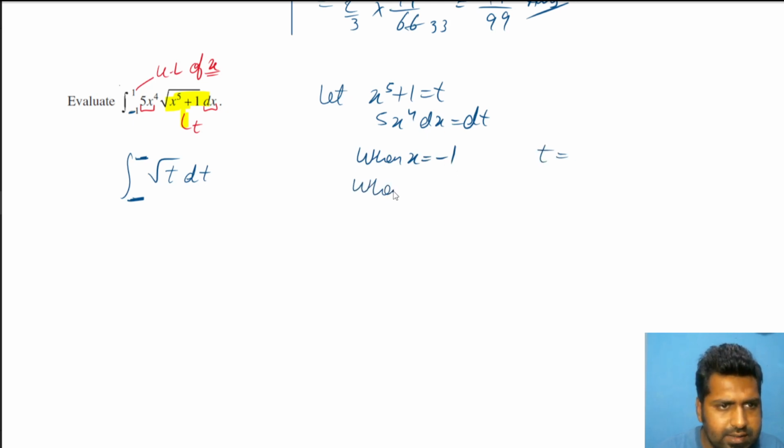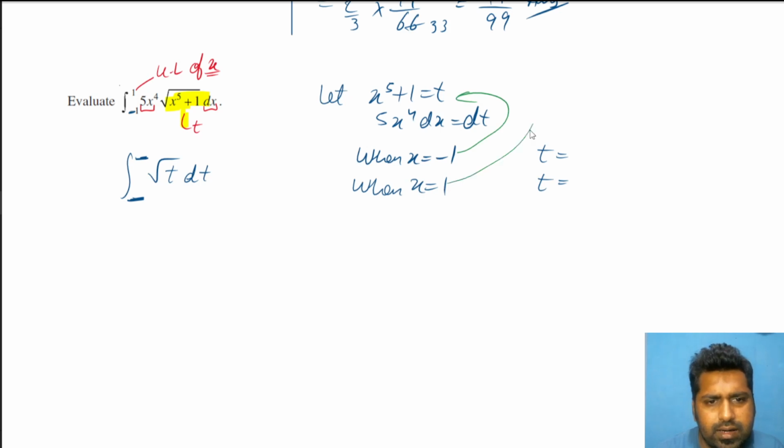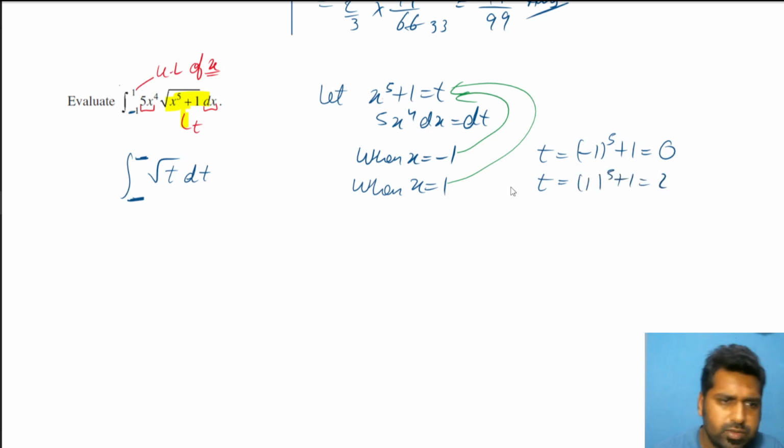The point is I have to create, when x is minus 1, I have to get the value of t, and when x is 1, I have to get the value of t accordingly. So if I put x equal to minus 1 and 1 here, I'll get the value of t in this expression. So putting minus 1 here, minus 1 raised to power 5 plus 1, so this becomes 0. If I put 1, then 1 raised to power 5 plus 1, that's 2. So basically this integration limit changes from minus 1 to 1.